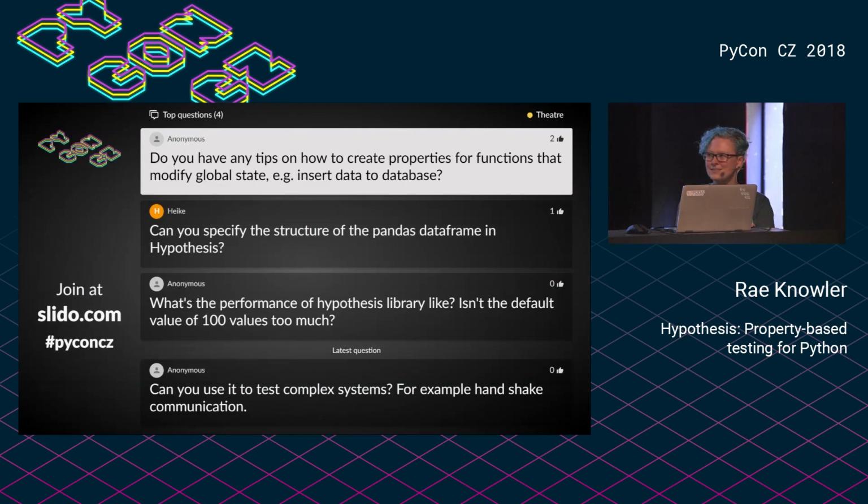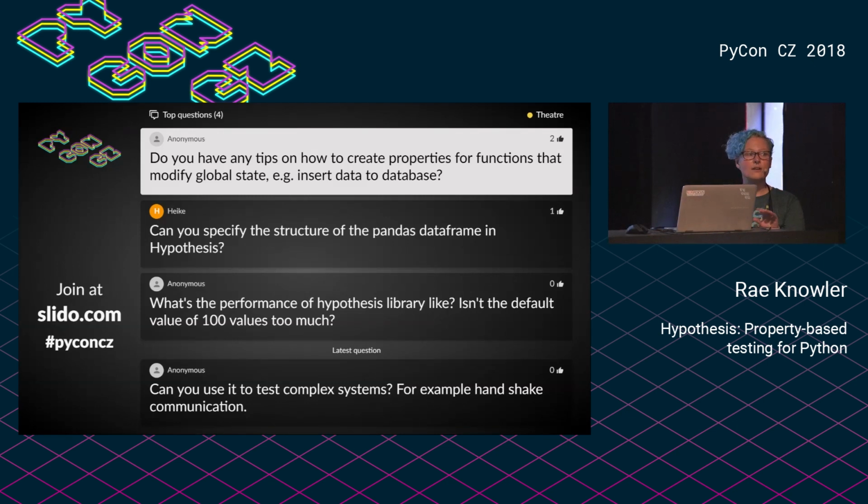Okay, thank you. It was a really nice talk. So let's get to questions. So, do you have any tips on how to create properties for functions that modify global state, e.g. insert data to database?